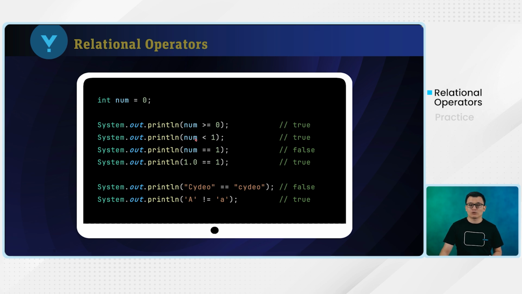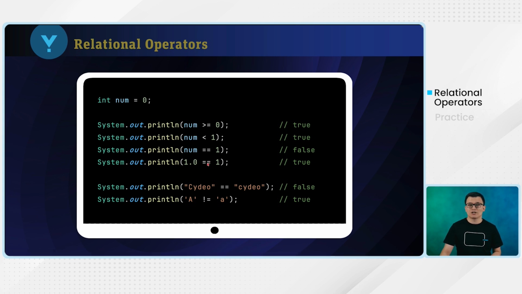Then we are comparing this variable num to 1. The value of this num is 0. If 0 is less than 1, then it will return true. Otherwise, it will return false. Apparently 0 is less than 1, so our output is going to be true. And when we compare this variable num to 1 using the equal operator, num is still 0, and 0 is not equal to 1, so it will return false.